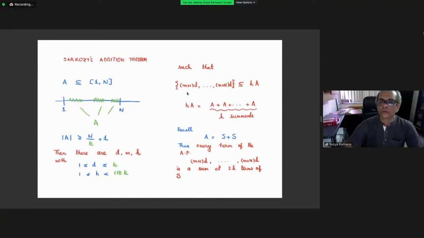Okay? So what Sarkozy's theorem tells you, and the remarkable thing, is that the modulus of the arithmetic progression is bounded by the density explicitly. There's a clear bound, you don't lose anything, the density bounds this. And also it tells you that the number of summands that you need, so the number of times you need to add A to itself to achieve this, is bounded again explicitly in terms of the density. Okay, so this is Sarkozy's finite addition theorem.